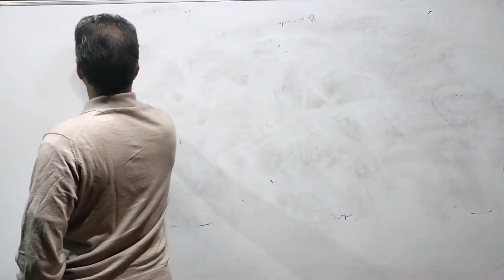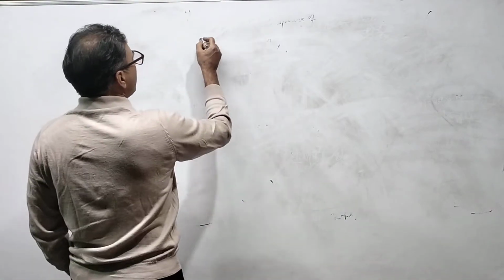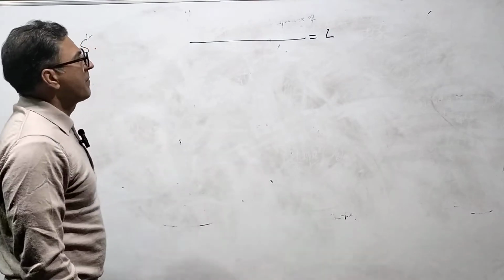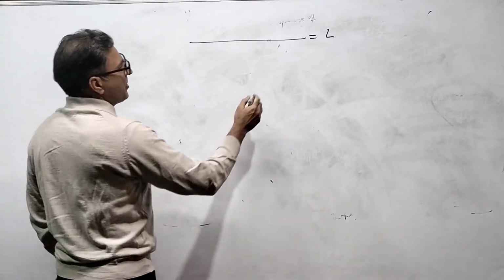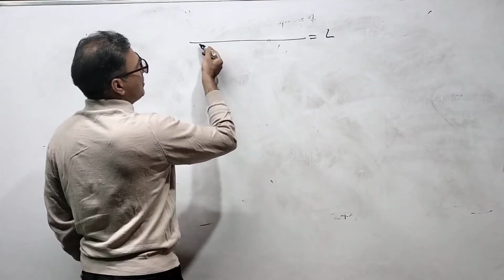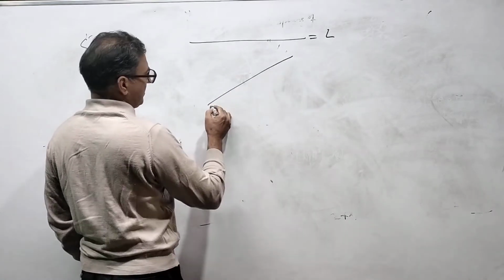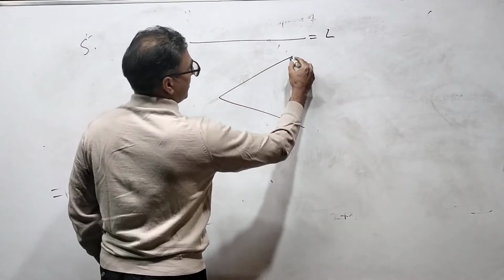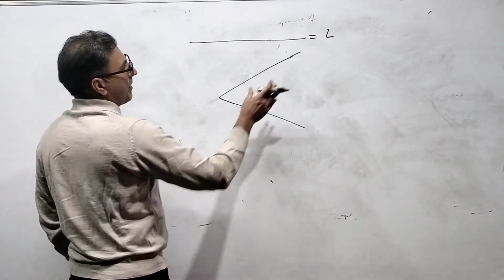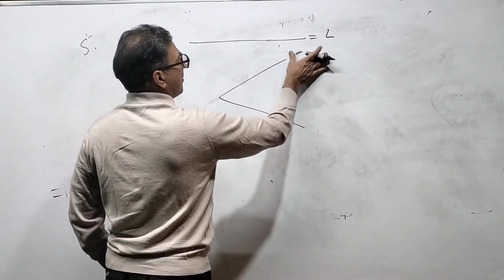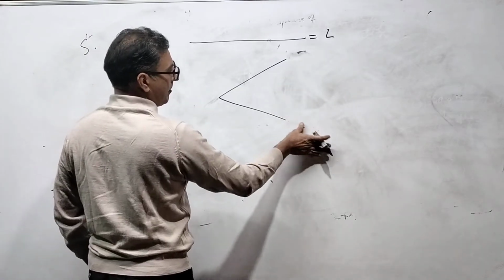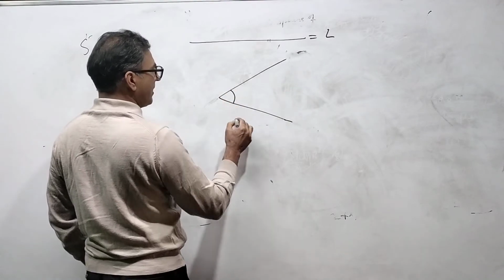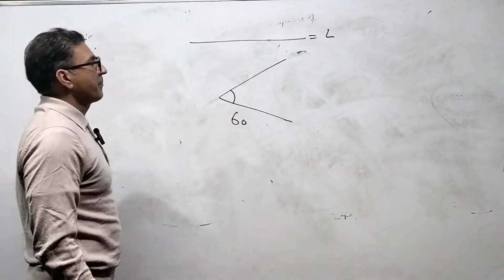Fifth, let me give you one more simple example. There's a rod of length L. I will put this rod in the form of a V shape like this. And the angle is, okay, 60, let me suppose.